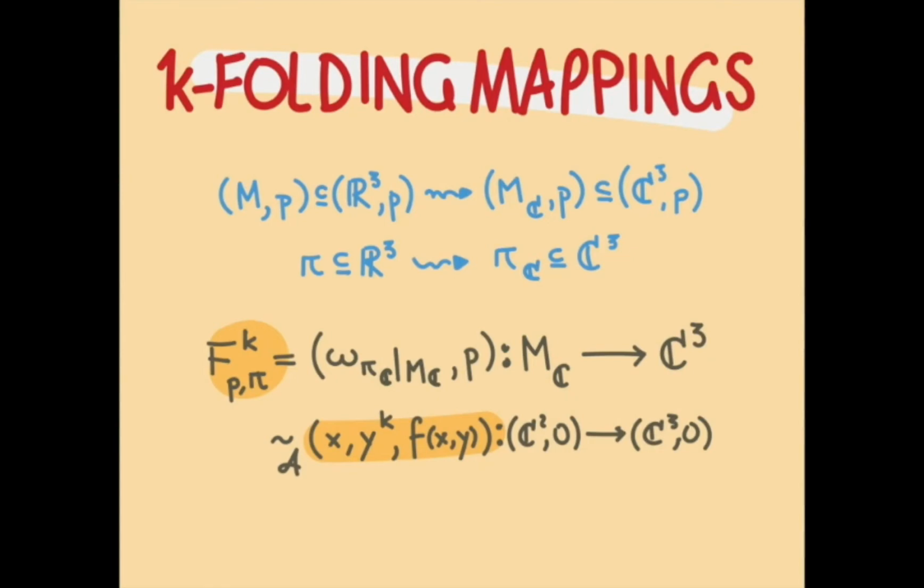If we are given a surface M in R^3 and a point P in M, we can take the complexification of M around P, and that defines a germ of complex surface in C^3. Here, I am assuming M to be analytic for simplicity. There is a fix to make this work for C-infinity surfaces, but we are not going to look at that now. Next, when you give me a plane through P, I can also take its complexification.